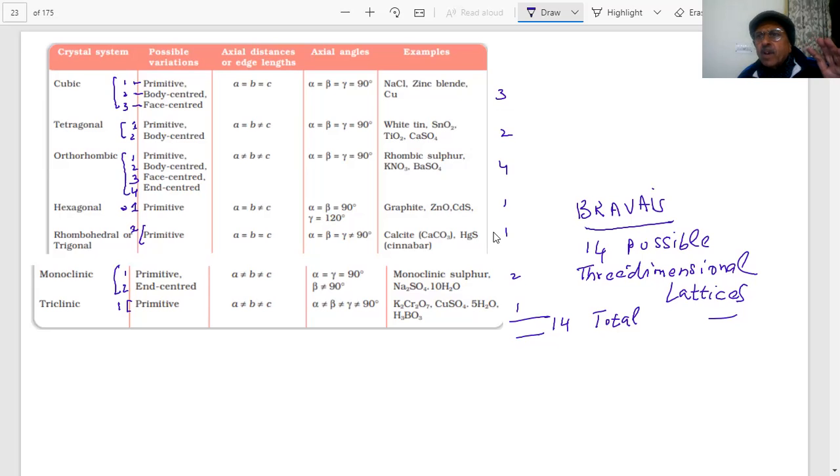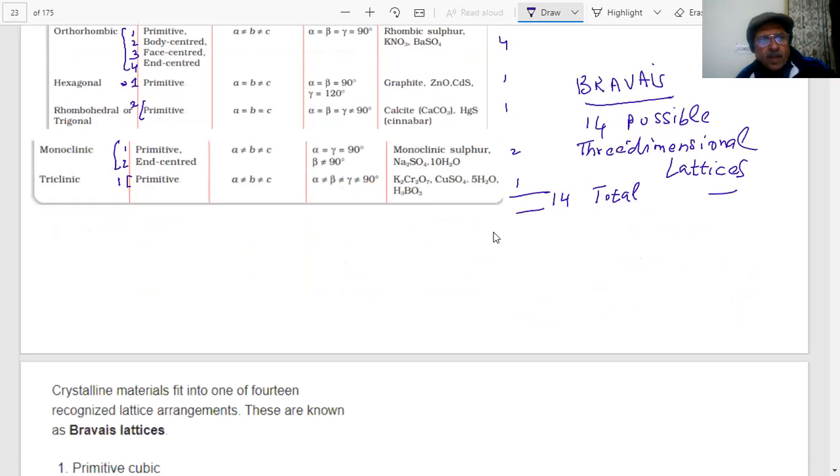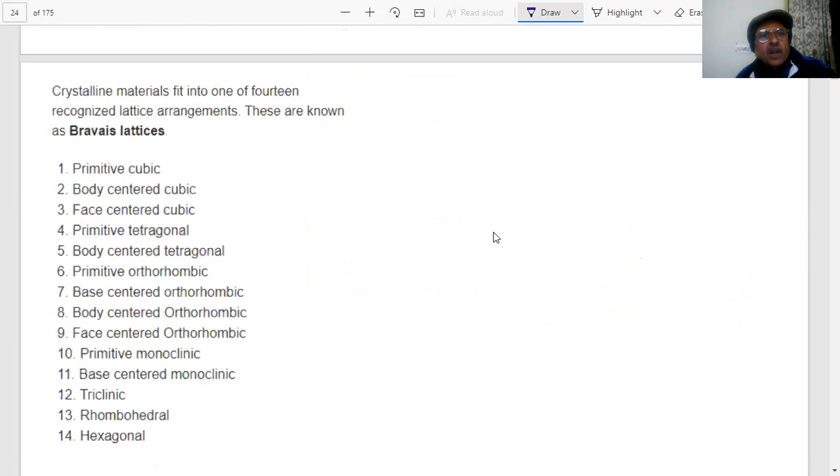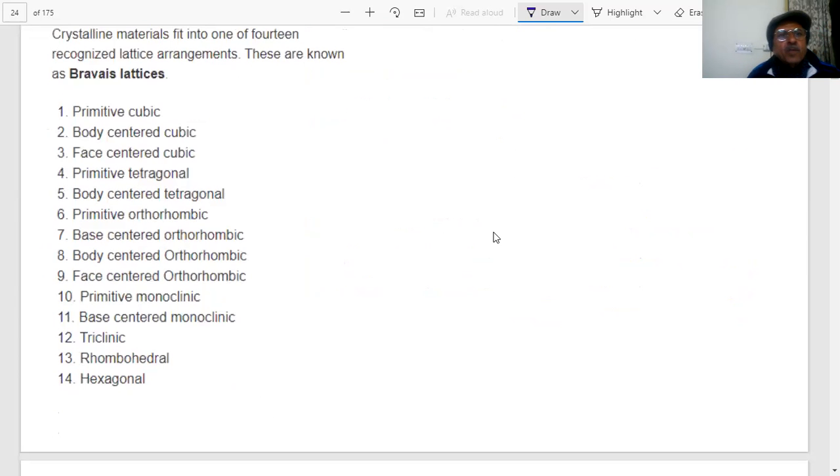Everything to be learned, student. How many total possibilities? 14. 14 Bravais lattices. Here is what we are saying, student. Crystalline materials fit into one of the 14 recognized lattice arrangements. These are called Bravais lattices.